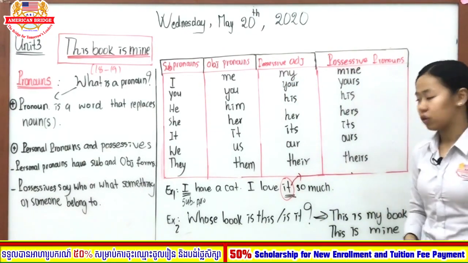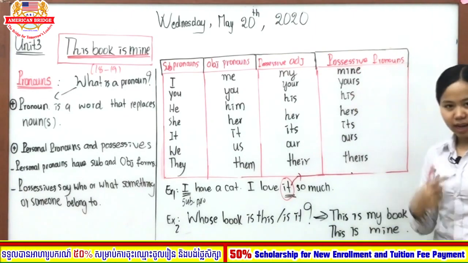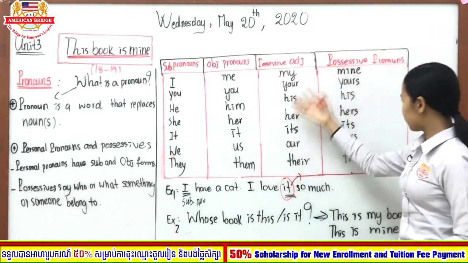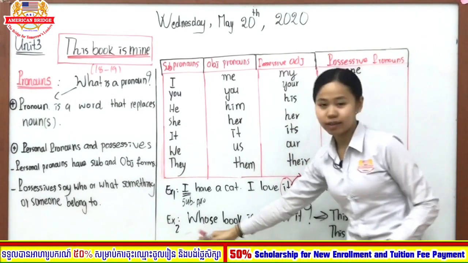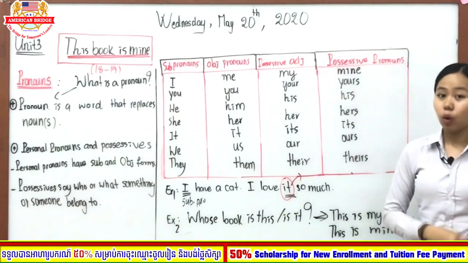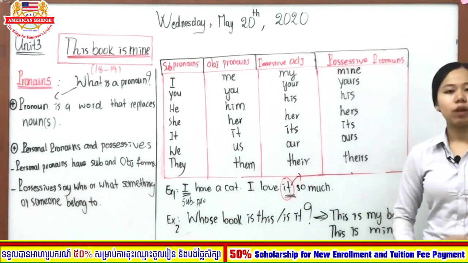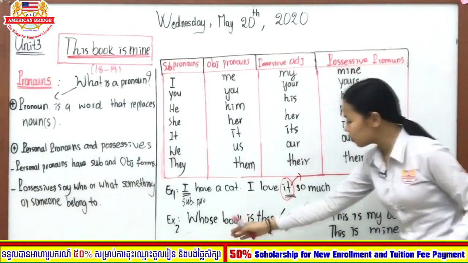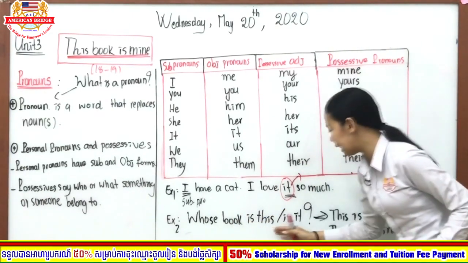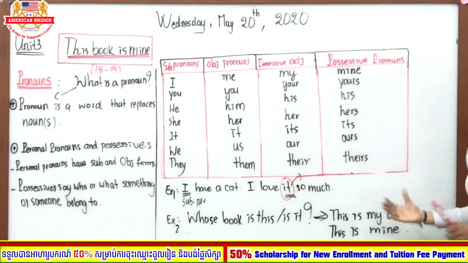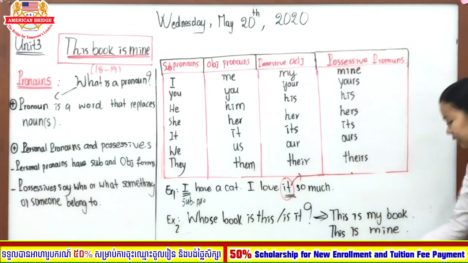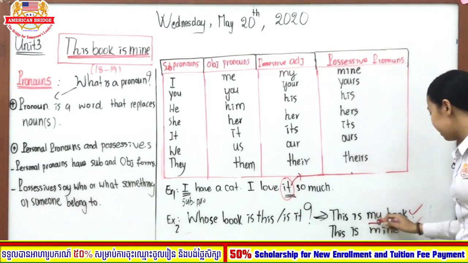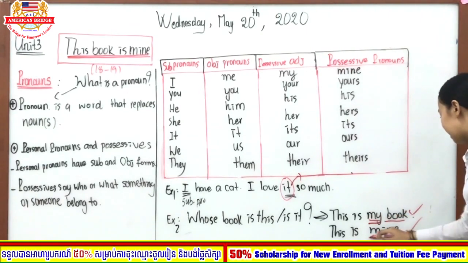Now look at the example altogether. When we use possessive pronouns and possessive adjectives, we try to ask about whose. Whose means something belongs to who. We want to ask something that belongs to who. So whose book is this, or whose book is it? So when you answer, you can answer in these two ways, which is this is my book and this is mine. So two ways, and both of them are correct.